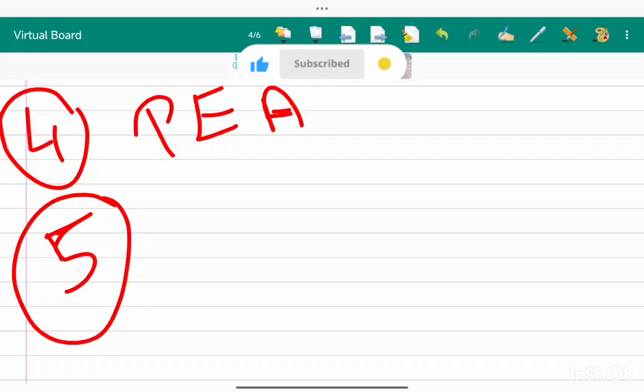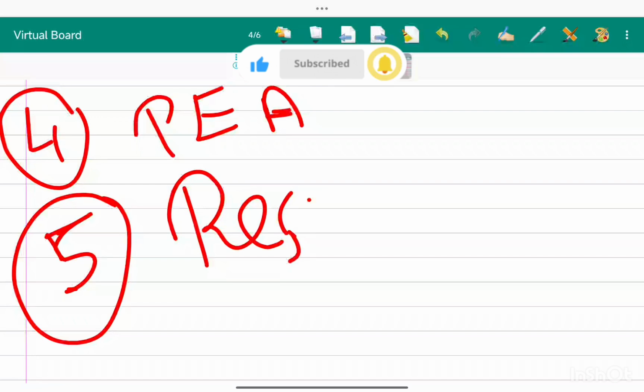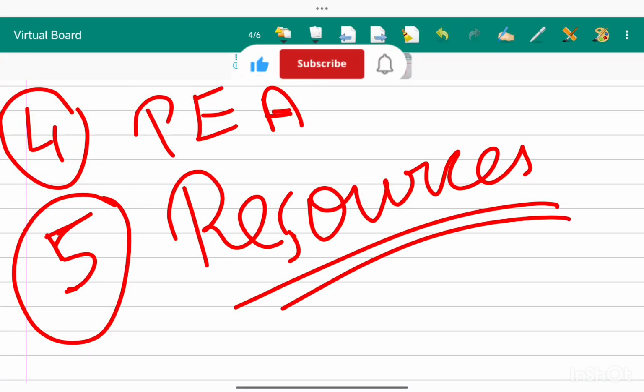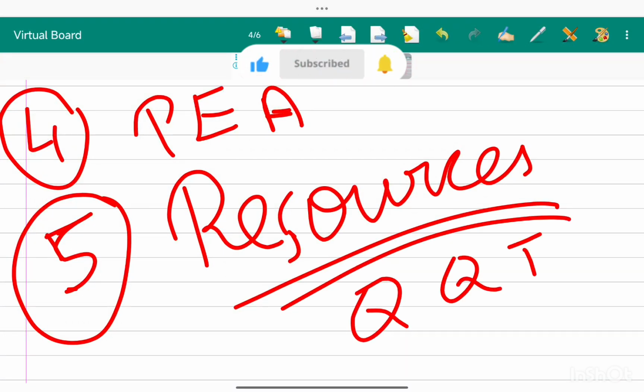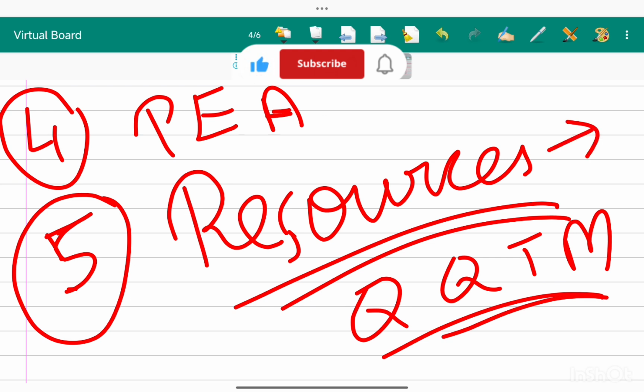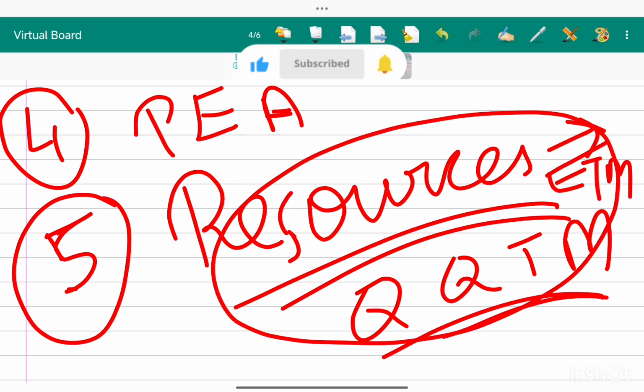Then fifth point is related to resources. We already read the benefits or scope of audit. The same points can be written for this point. That is quality, quantity, timing of resources, and management of resources. What is resources in this context is engagement team members. That point will be the subpoints for this point.